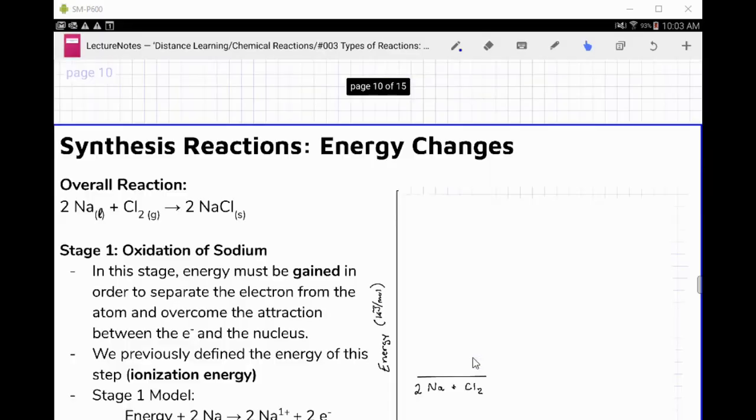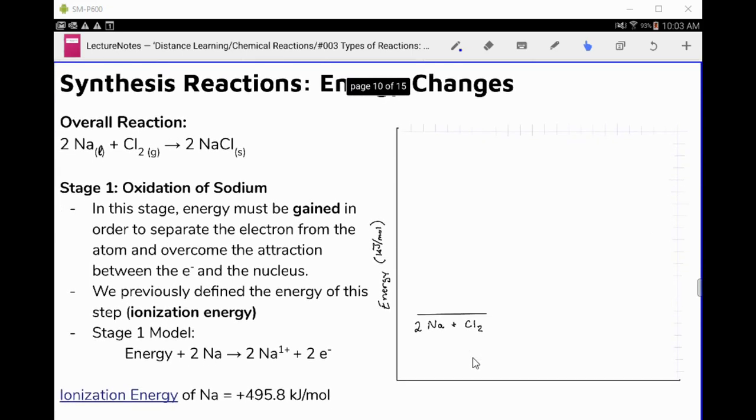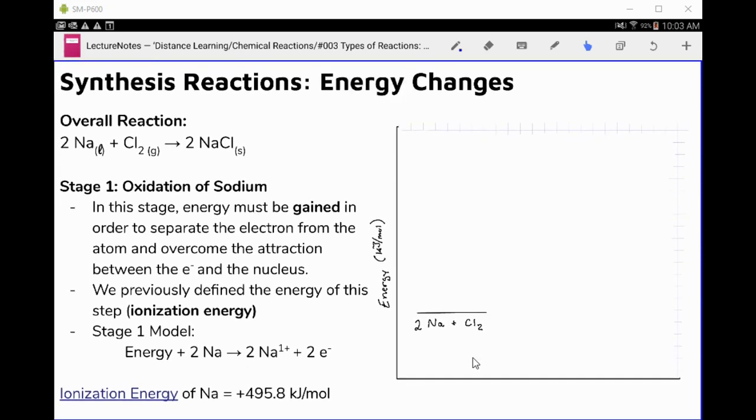So, first thing that happens in this reaction. In order for sodium and chlorine to react, sodium has to lose electrons. Now, this is not an easy process because those electrons are attracted to the nucleus of the sodium atom. So energy is going to need to be gained to pull those electrons away. And this is something we've already talked about in this course at the beginning of our distance learning when we talked about ionization energy, because we measured ionization energy as the amount of energy needed to remove the most loosely held electron from an atom. So for sodium to lose its electron, it must gain its ionization energy.